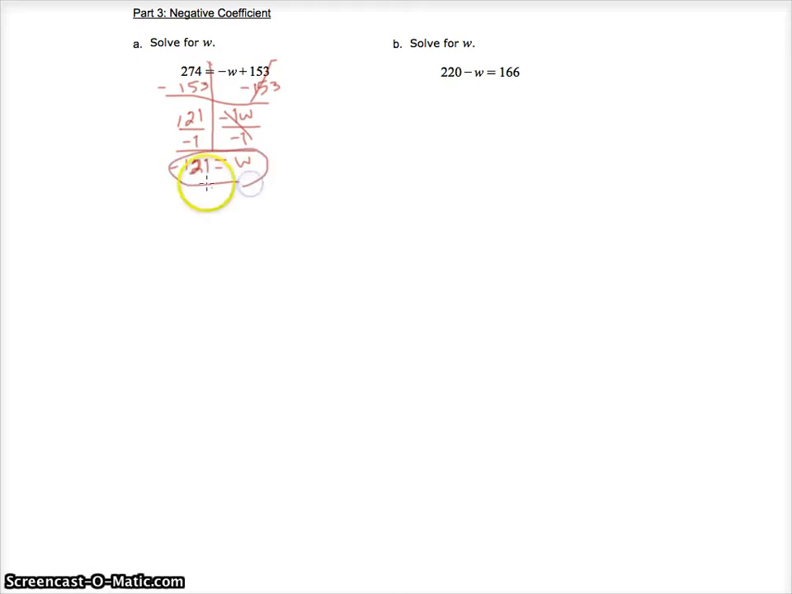And that's how that works. We add the invisible negative here, or the invisible 1. We add that invisible 1 to the negative in the W, and then we divide it out. Let's look at this example.